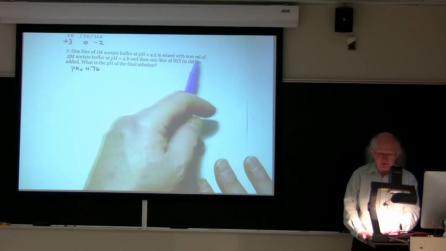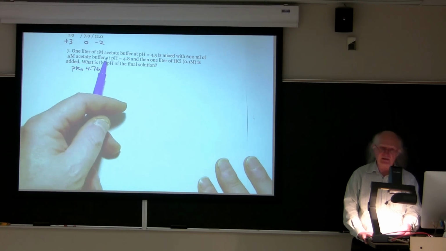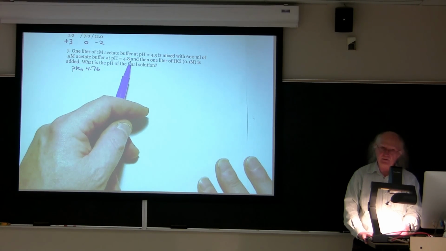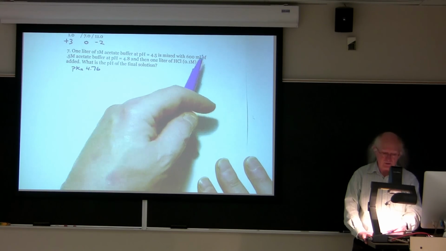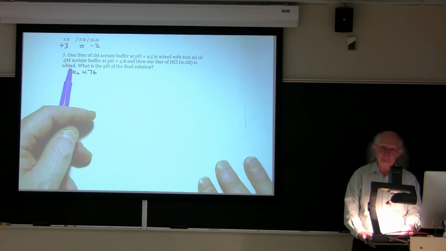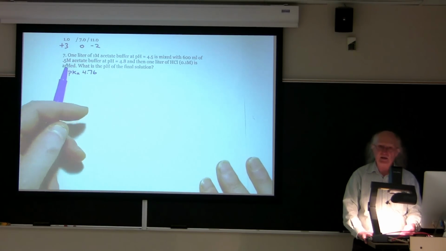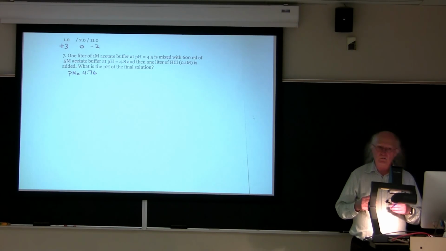And we mix the first solution with a second solution that has 600 milliliters of a 0.5 acetate buffer at pH 4.8. So we could find, for example, in the second solution, the number of moles of salt and the number of moles of acid. So at that point, I could say, well, when I've mixed these 2 solutions together, how much salt and how much acid do I have?